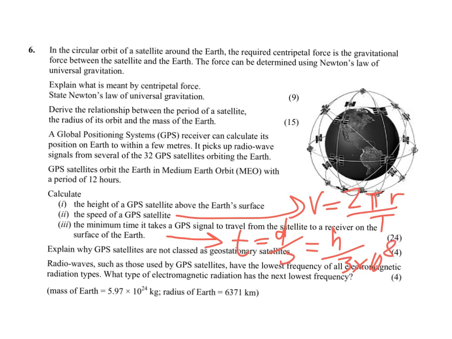And then there's a bit about radio waves. What type of radiation is lowest? Next to radio waves, well, it's probably microwaves, isn't it? So you can probably write infrared as well.